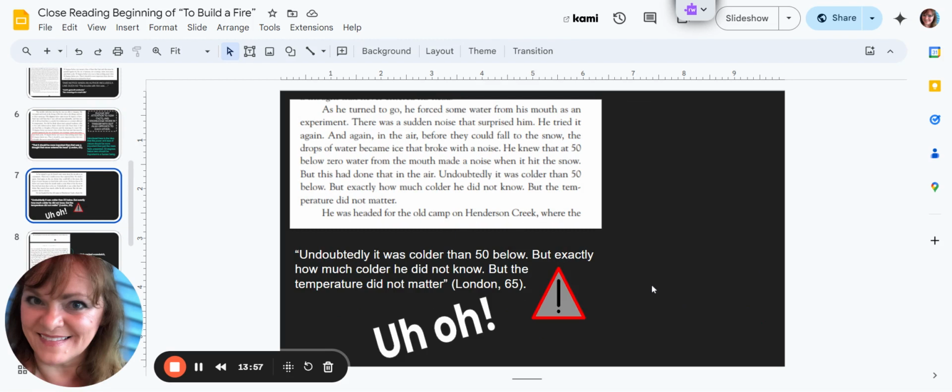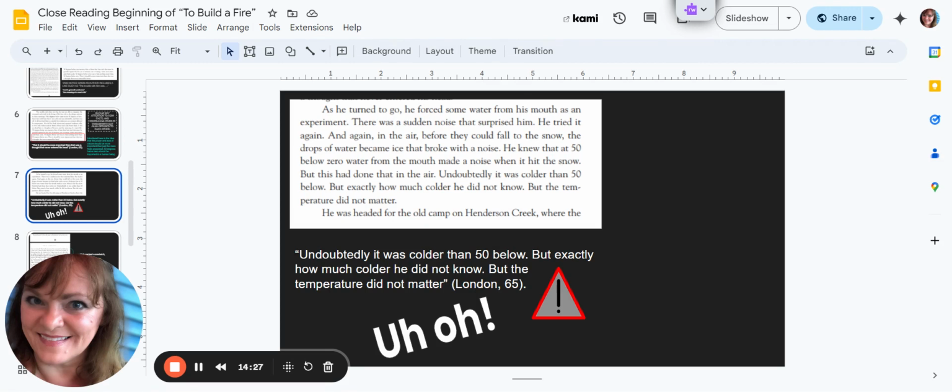As he turned to go, he forced some water from his mouth as an experiment. There was a sudden noise that surprised him. He tried it again. And again, in the air before they could fall to the snow, the drops of water became ice that broke with a noise. Y'all, have you ever been where it's that cold? If you spit, it freezes and cracks and breaks before it hits the ground. Holy cow, that is cold.